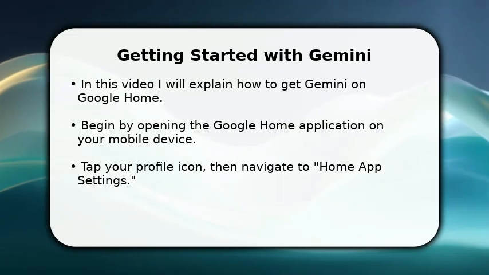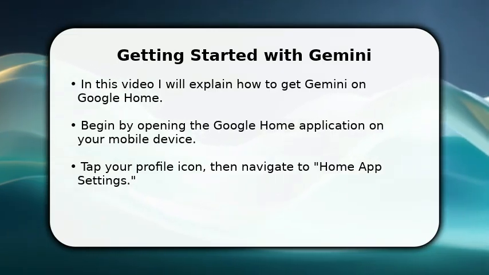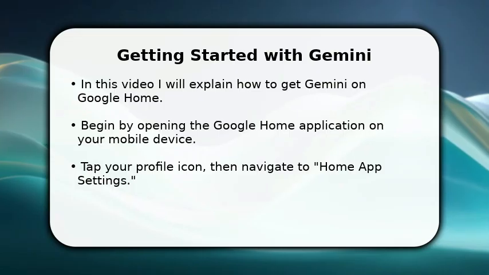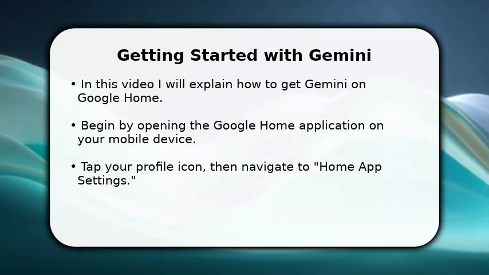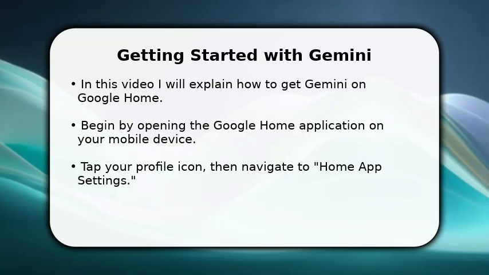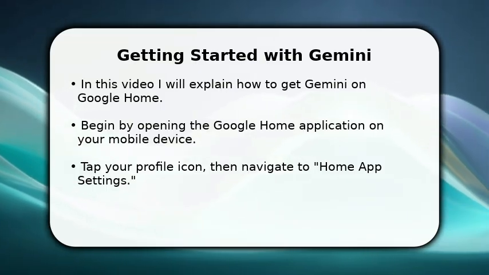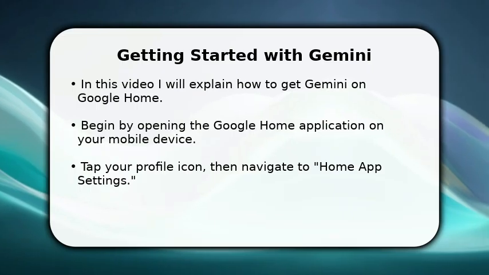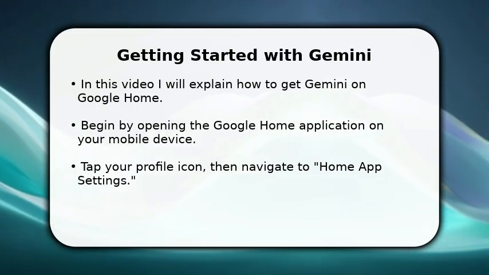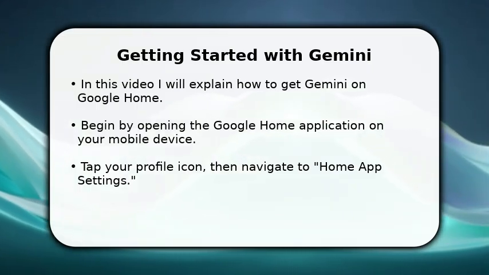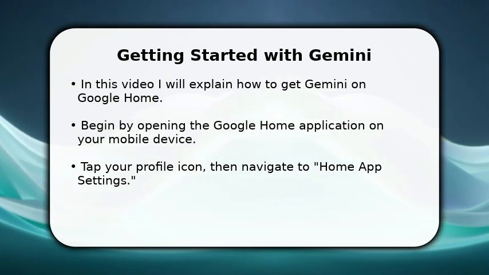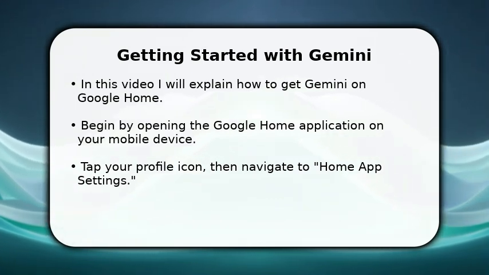Next, tap on your profile icon, usually found in the top right corner. From there, navigate to Home App Settings. You will then see an option for Public Preview. Select this and follow the simple on-screen instructions to enroll. This is the crucial first step to unlock Gemini's advanced features for your smart home devices.